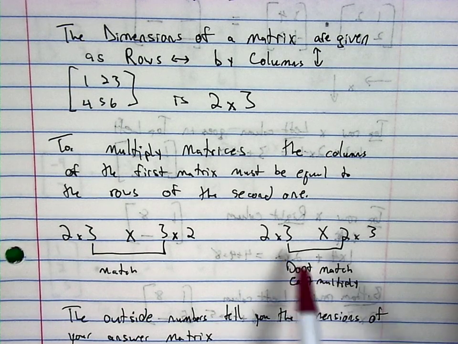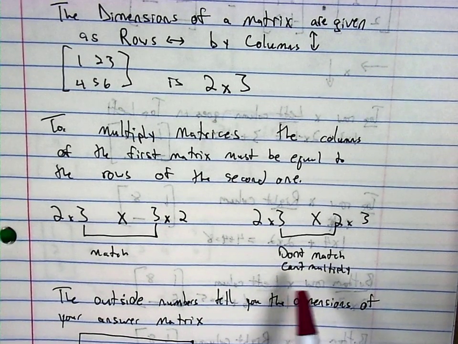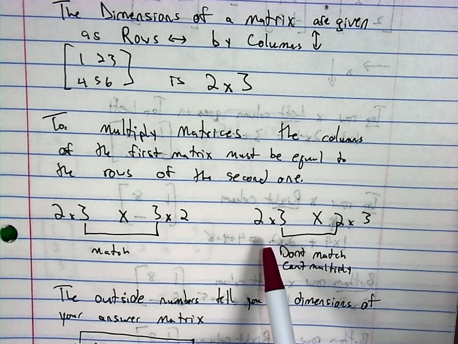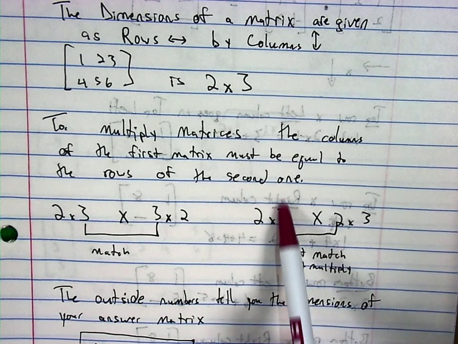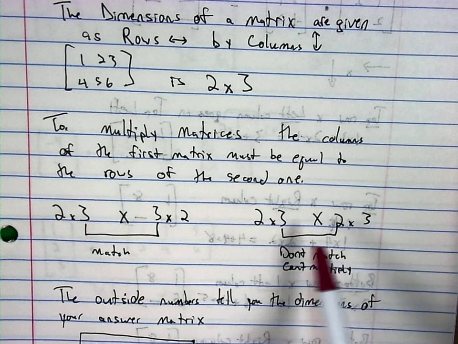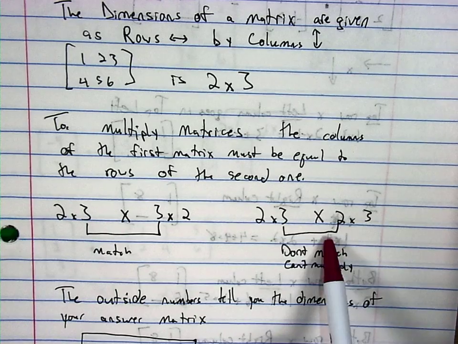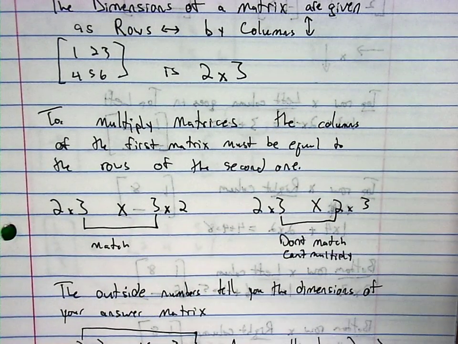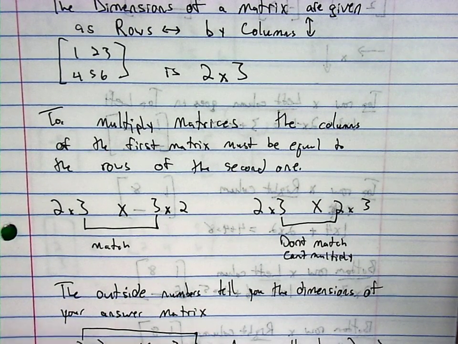Okay, yesterday's assignment we did adding and subtracting. They had to be the exact same dimensions to add and subtract. That does not work for us today with multiplication. If I had to do a 2 by 3 times a 2 by 3, the number of columns in this first one doesn't match the rows in the second one. I wouldn't be able to multiply that together.